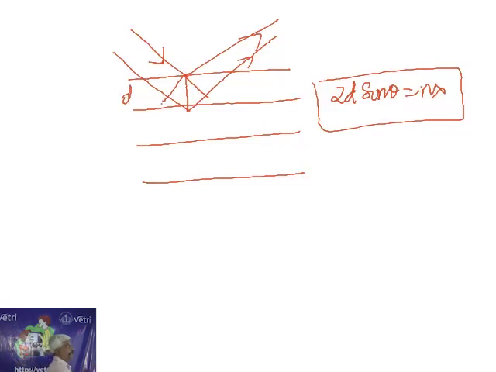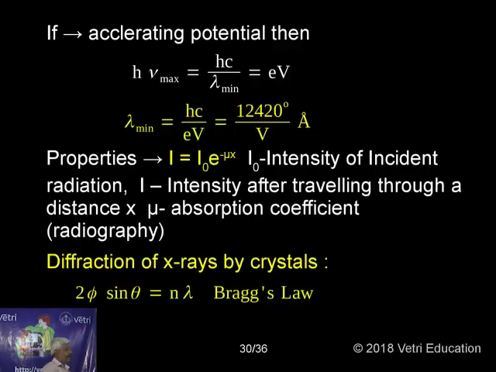Once we know the glancing angle, substitute it, and we are able to find the value of wavelength. But you have to keep in mind, 2d sin theta is equal to n lambda. So that is given in the paper.